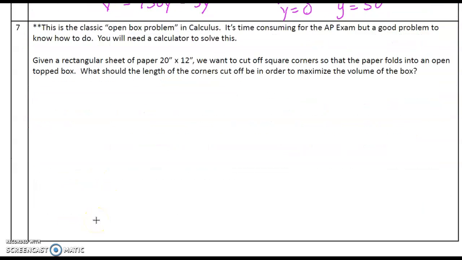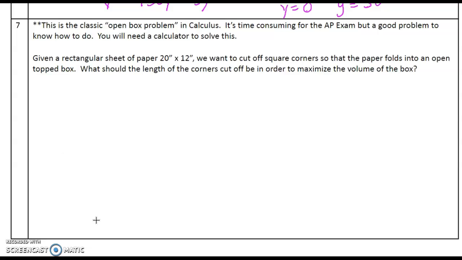All right, last one. This is the classic open box problem in calculus. Not for the AP exam, but just calculus in general, because you really are trying to use math to apply it. Like when companies are trying to do their packaging, they're trying to minimize cost, maximize the volume of cereal they can put in a box, stuff like that. So this is actually pretty applicable. People use this. Sometimes they don't always use the results, but that's a whole other discussion.